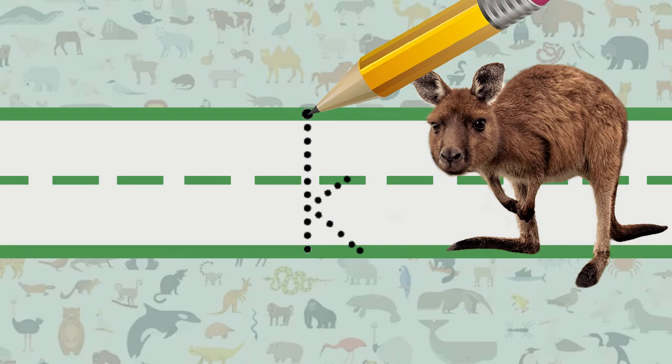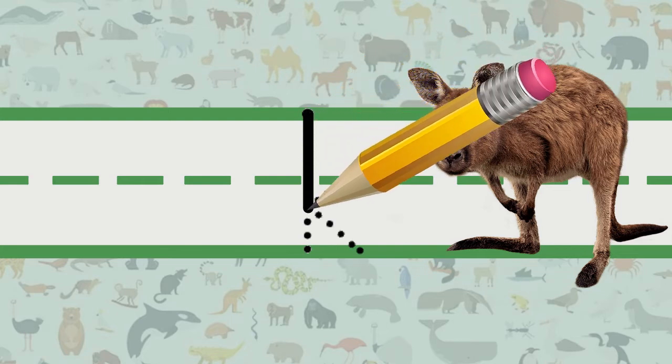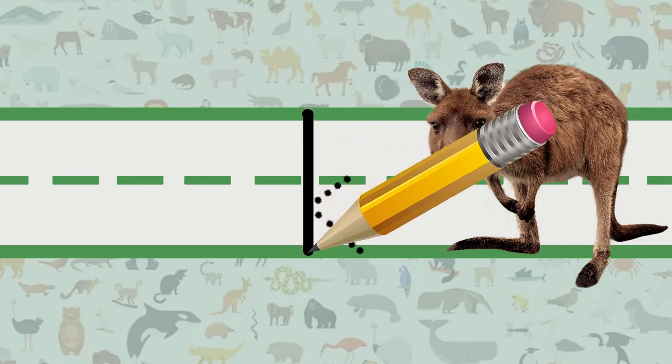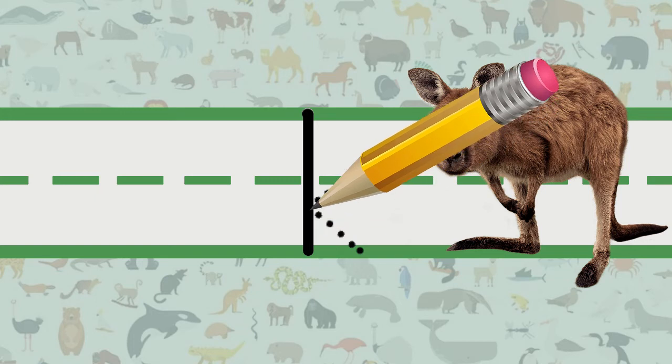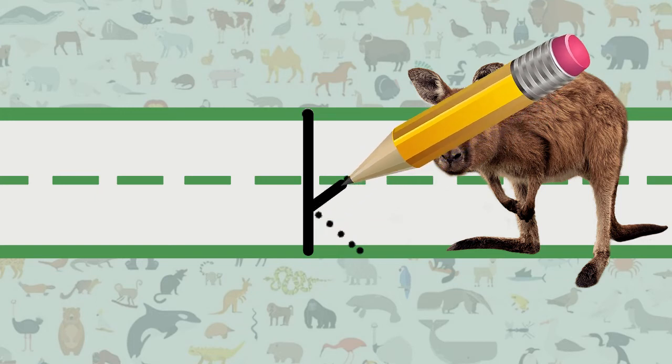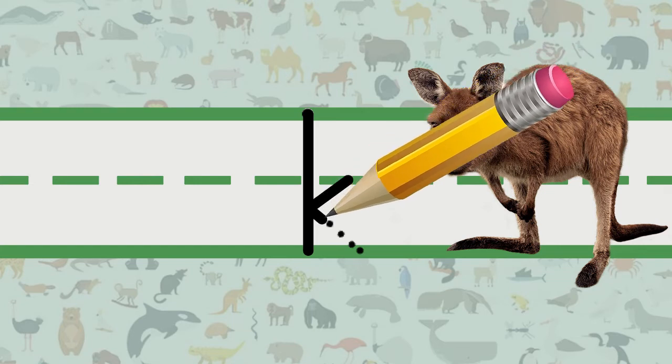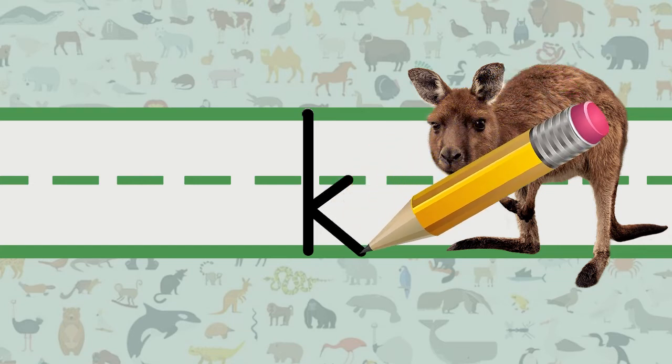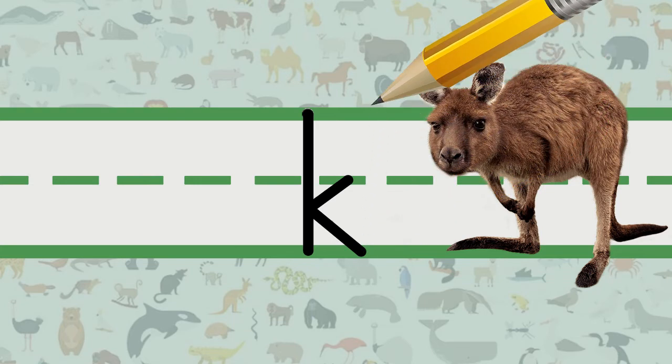Start at the top and draw a straight line down to the bottom. Then go below the middle and draw a diagonal line to the middle. Then go below the middle and draw a diagonal line down to the bottom. Good job! Let's do that again.